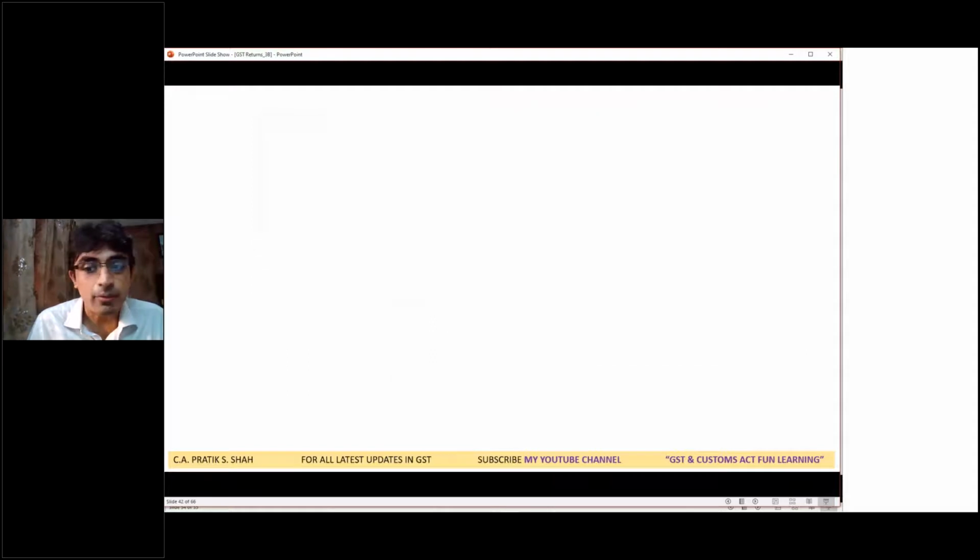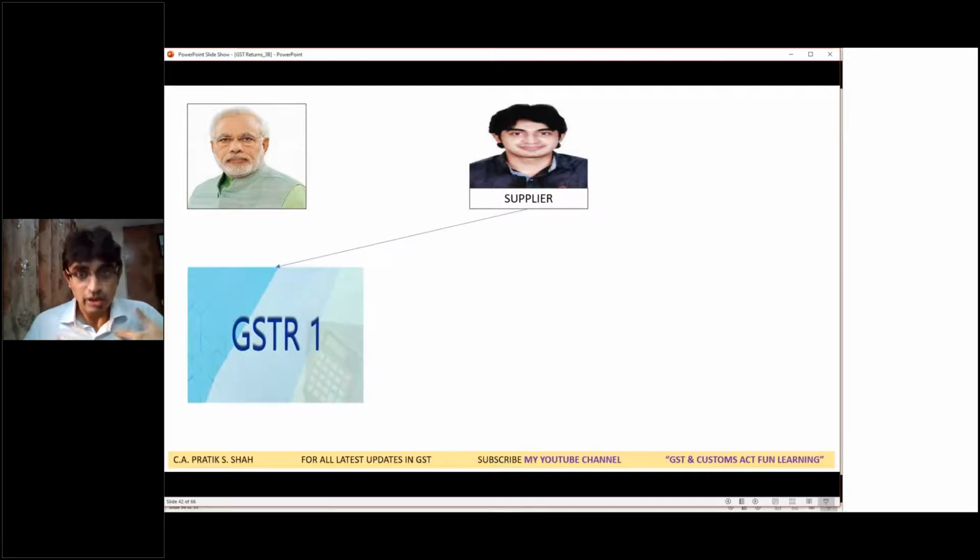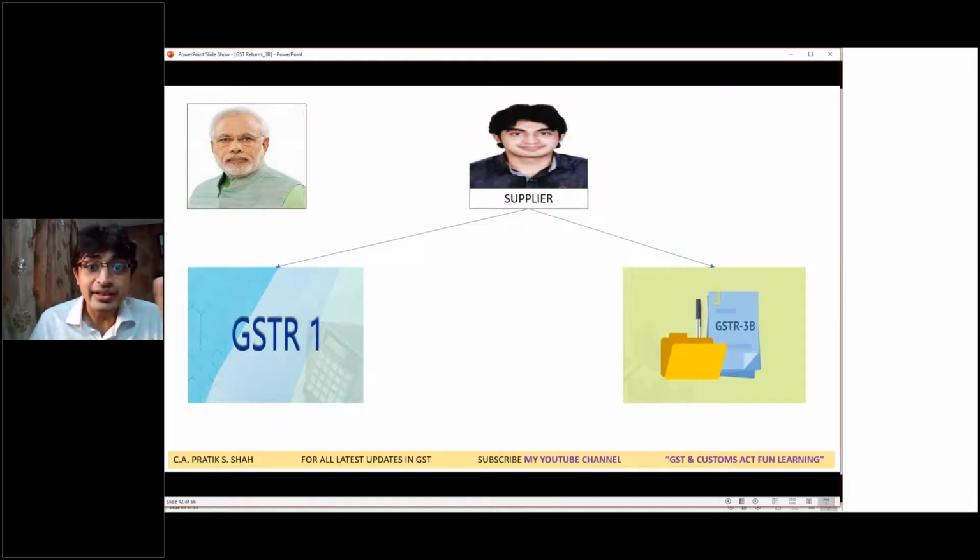See the point. The government has said that every supplier who is registered in GST has to file 2 GST returns. First, GSTR1, when I sell goods or give services. And then I will have to file GSTR3B.